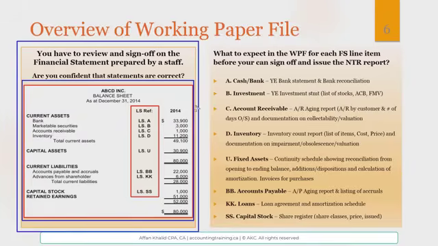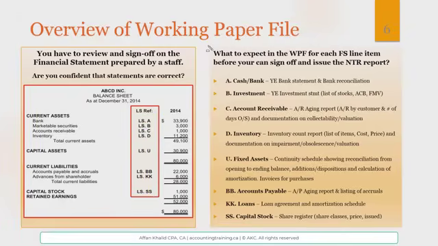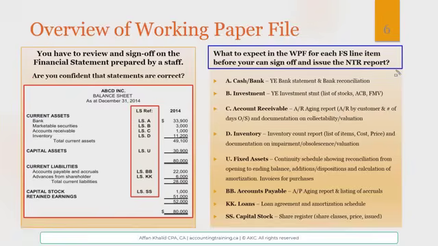The working paper file is broken down into several sections. Section A is for the bank. Section B of the working paper file is for marketable securities. Section C of the working paper file is for accounts receivable, and so on. What would you expect in the working paper file for each financial statement line item before you can sign off and issue the notice to reader report?